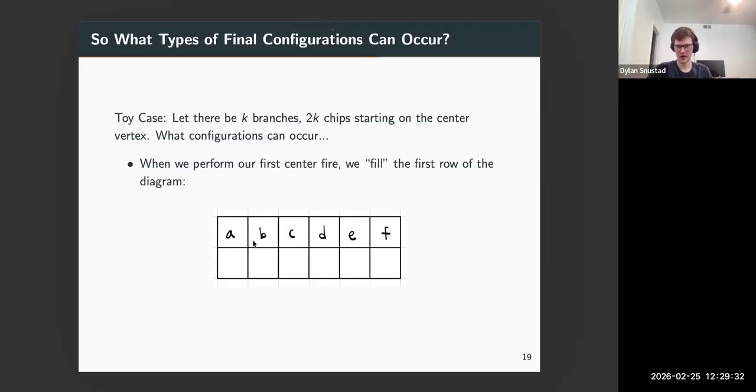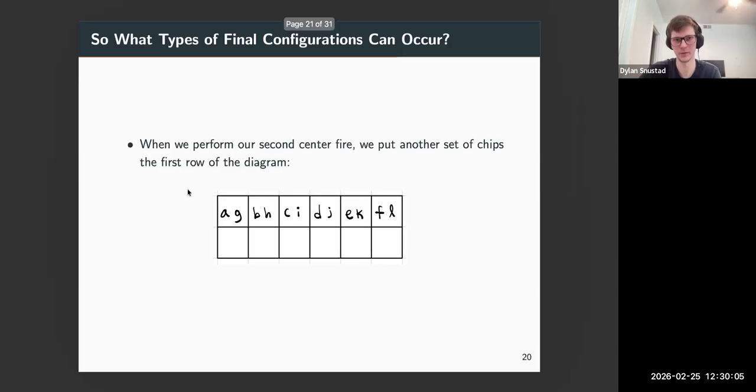Now I'm going to say I only have 2k chips on the board. So the first fire is going to let me fire k chips, which here I'm representing as A, B, C, D, E, F, just to get a vibe for what's happening. And I know that A is less than B, less than C, less than D, E, F. So this is row sorted, essentially, because my chip firing game tells me it has to be. And so this lets us fill in that first row in our diagram.